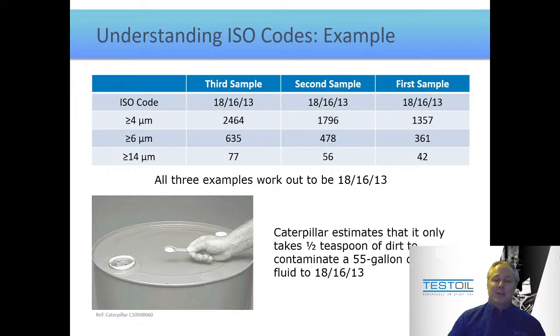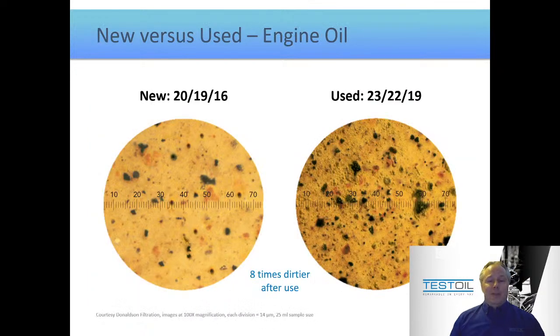So just to give it to you a slightly different way and put it into a new perspective perhaps for you, on the left here, I'm showing you a microscopic picture of an oil that is 20-19-16 cleanliness. And on the right, I'm showing you an oil that is significantly dirtier. It is used engine oil. Now, if I told you used engine oil was dirty, I don't think I told you anything you didn't already know. What I'm giving you, though, is a mathematical way of quantifying how much dirtier used engine oil is compared to new fluid right out of the container.